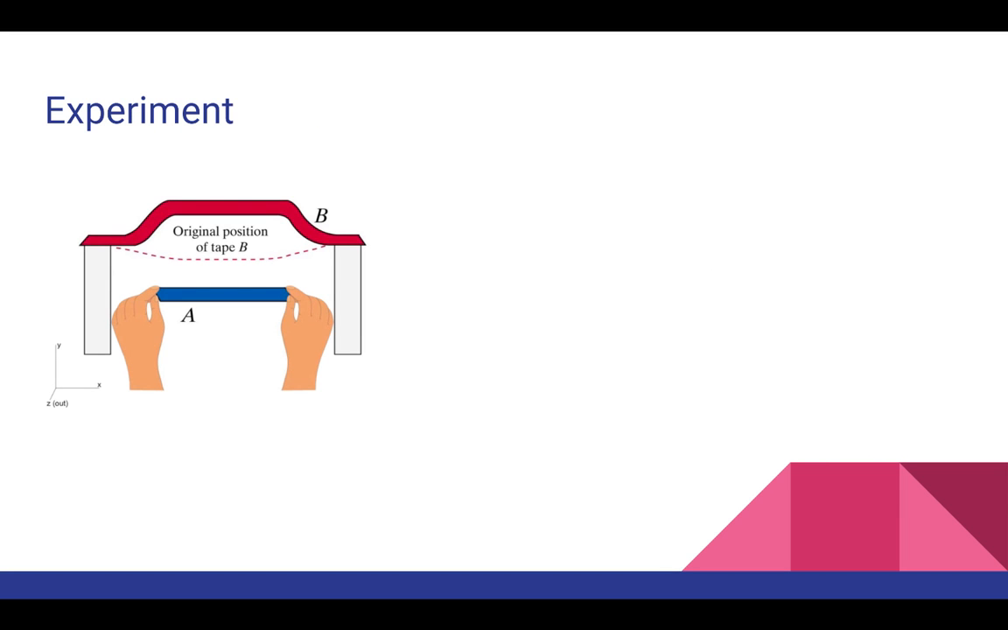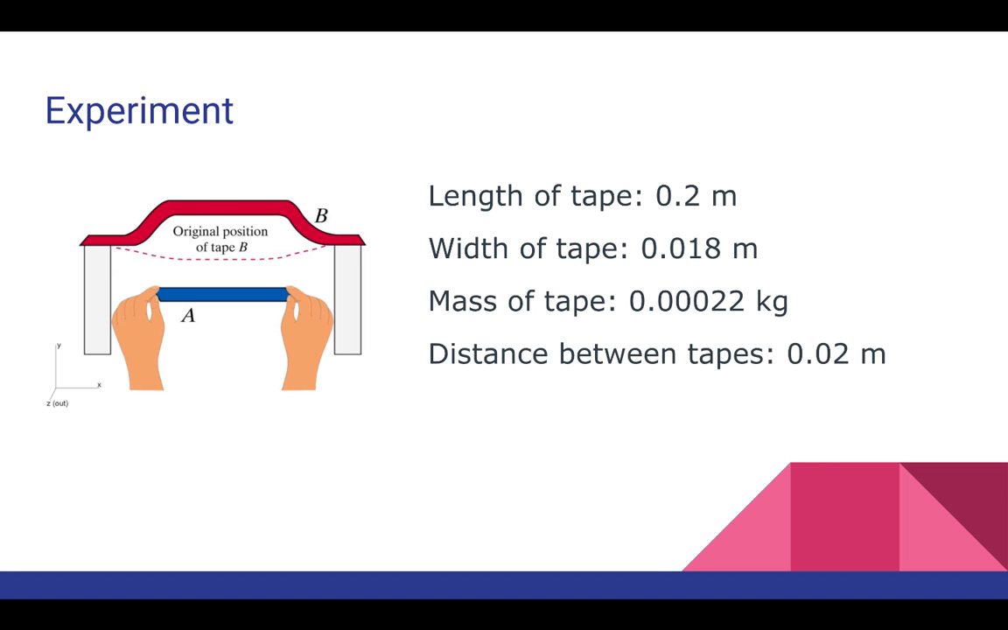The experiment we're going to do today is floating a piece of charged tape in midair, essentially. And so here in this figure, we see tape B is positioned above tape A. And so the electric force due to tape B on tape A is going to allow tape A to balance out the gravitational force. So here are some constants shown: the length of the tape, the width of the tape, the mass of the tape, and the distance between the tapes. And we're going to use these in our calculations.